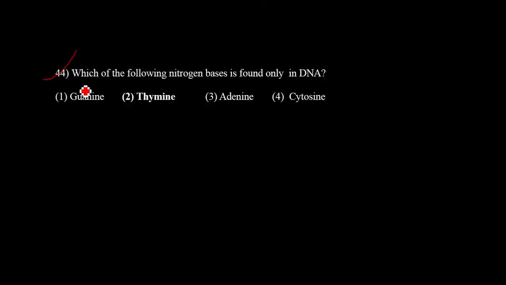Next, question number 44. Which of the following nitrogen bases is found only in DNA? The answer is thymine. Thymine is the nitrogen base which is present only in DNA. But if you see RNA, instead of thymine it contains uracil. Hence question number 44, option 2 is the correct answer.